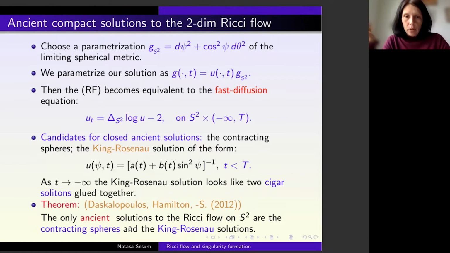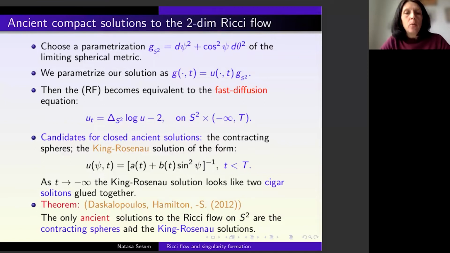Of course, you have always the round sphere, which we know is an ancient solution. But there is also this other one, which is called the King-Rosenau solution, which is given actually in a very explicit form. You can even write what these A of t and B of t are. This King-Rosenau solution looks like two steady solitons. If you remember the picture I had earlier, I had two steady solitons, and I said you connect them with something in between, so to make the picture look compact, it looks more or less like an oval. And these are the solutions which are not solitons, but are still ancient.